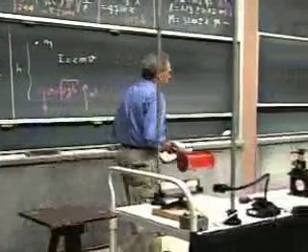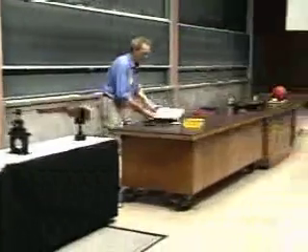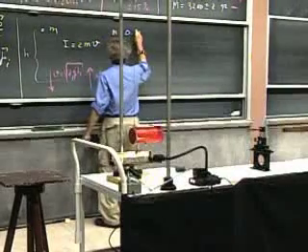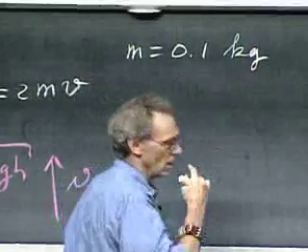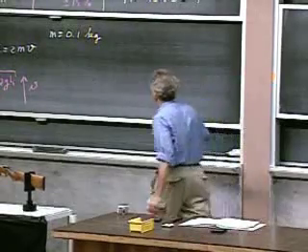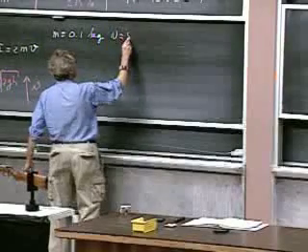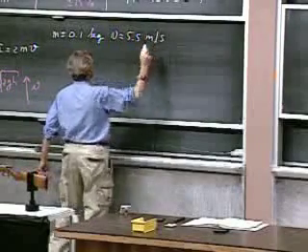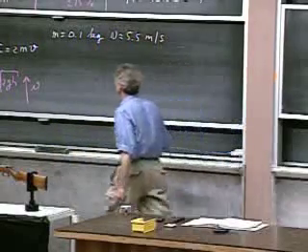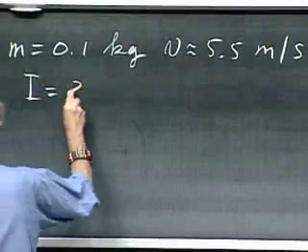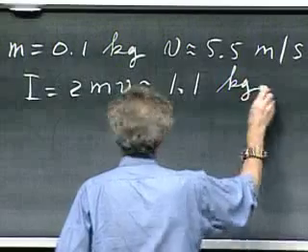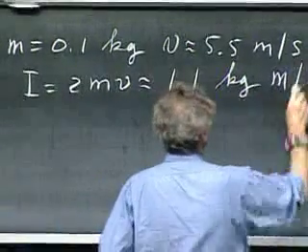We have here two balls that look alike. They have a mass of 0.1 kilogram, so m equals 0.1 kilogram. And I will drop them from a height of about 1.5 meters. That gives them a speed when they hit the floor of about 5.5 meters per second. And so the momentum change is 2mv. So the impulse equals 2mv, which is about 1.1 kilogram meters per second.